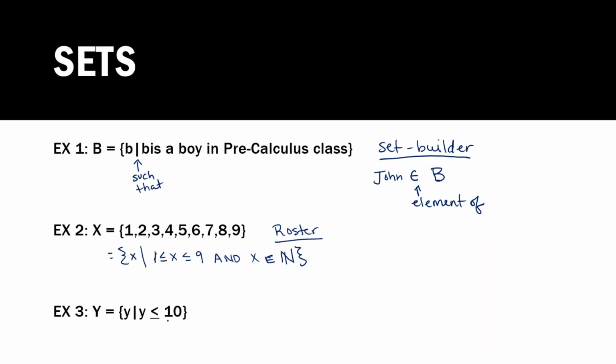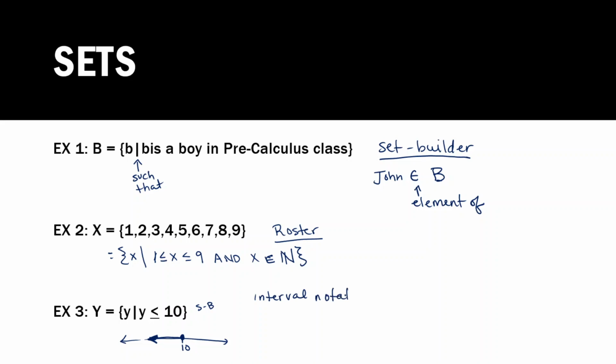And then this last one again is a set builder. And this is, of course, an interval. If you think about it on the number line, here's 10. If I want to go less than or equal to 10, I'm going to start here and I'm going to go this way. So this is set builder. But there's a third way to write sets, and that is in interval notation.